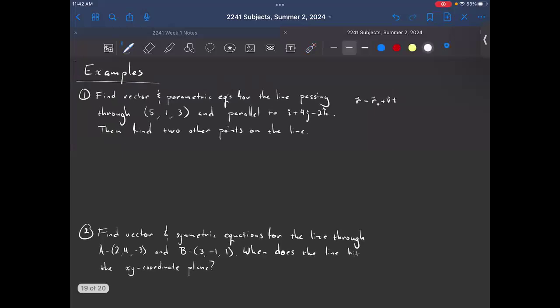So let's see, where are we going to get our starting vector from? Well, it tells us that the line has to pass through this point 5, 1, 3. Well, that point on the line is as good as any other. Might as well use that as our R0. So we'll take R0 equal to 5, 1, 3. Now we need to know, okay, what vector do I add to this to get another point on the line?